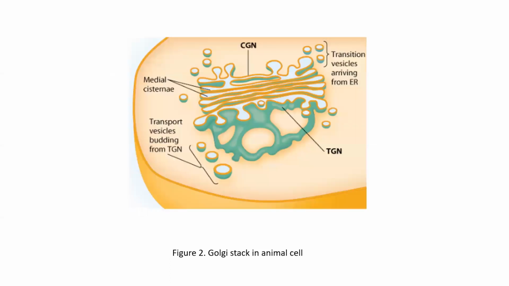This is a picture of what the Golgi apparatus looks like. On top, we have the cis Golgi network with vesicles arriving from the ER, and on the bottom we have the trans Golgi network with vesicles that are ready to be transported out to other membrane-bound compartments like lysosomes, endosomes, or even outside the cell by exocytosis.